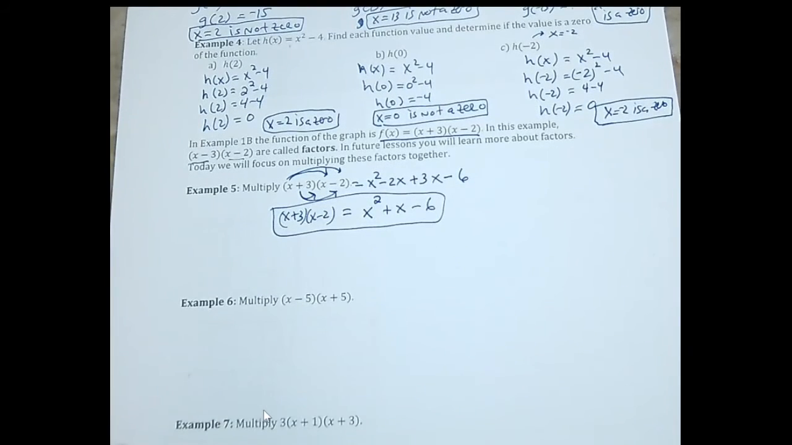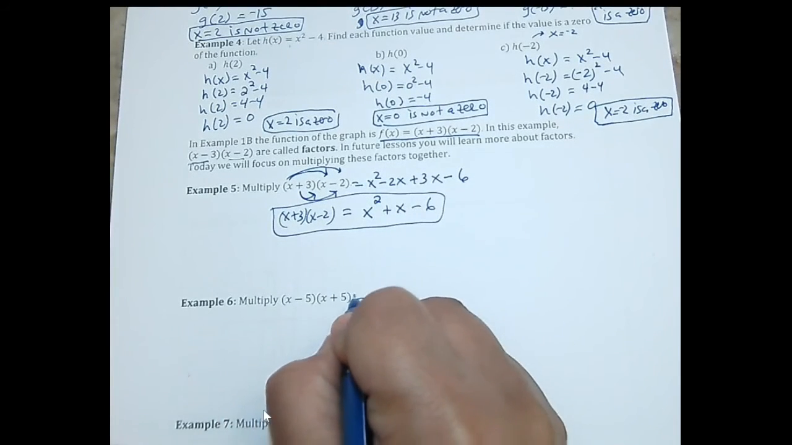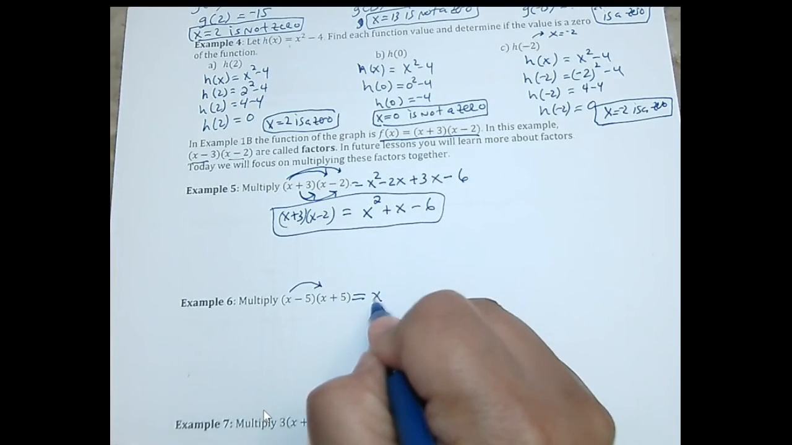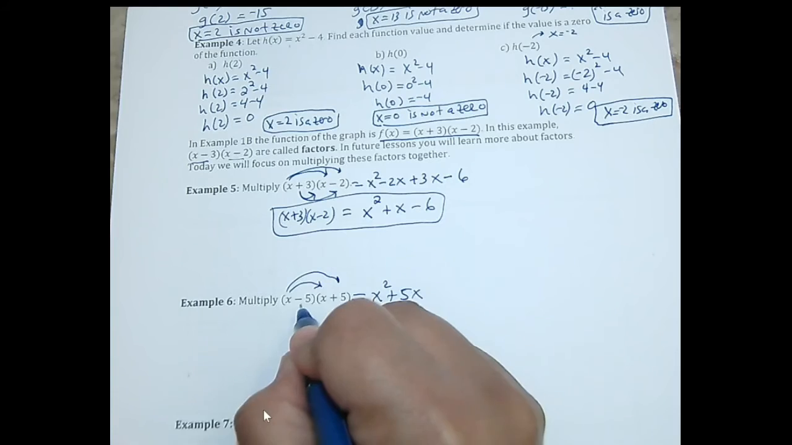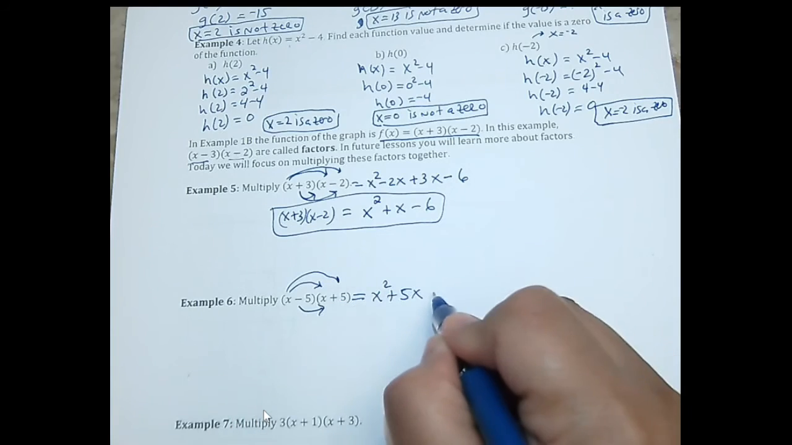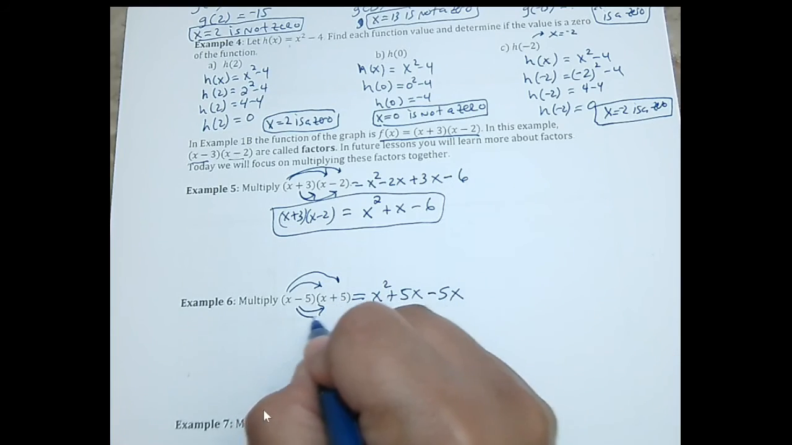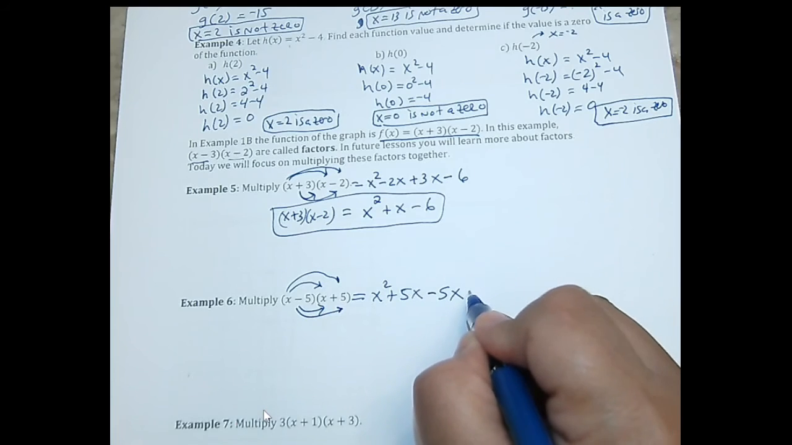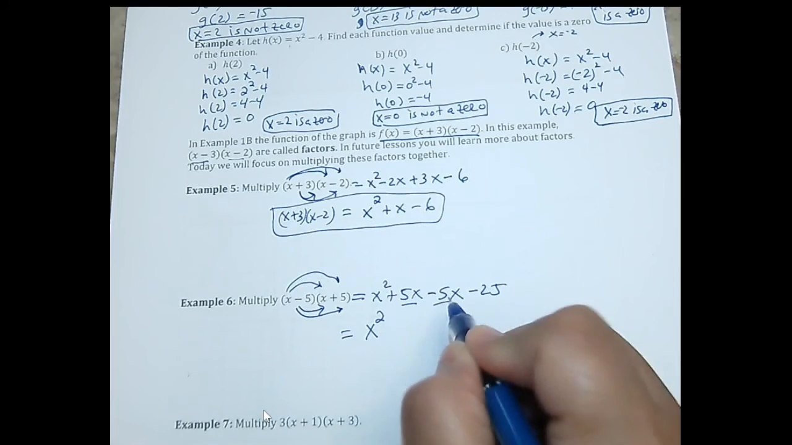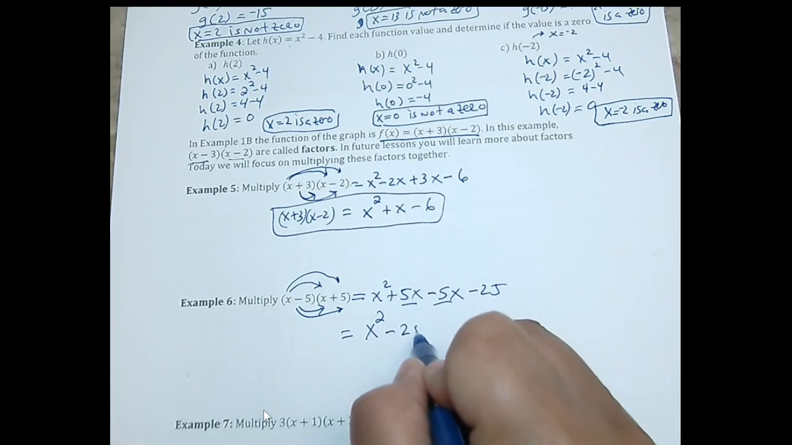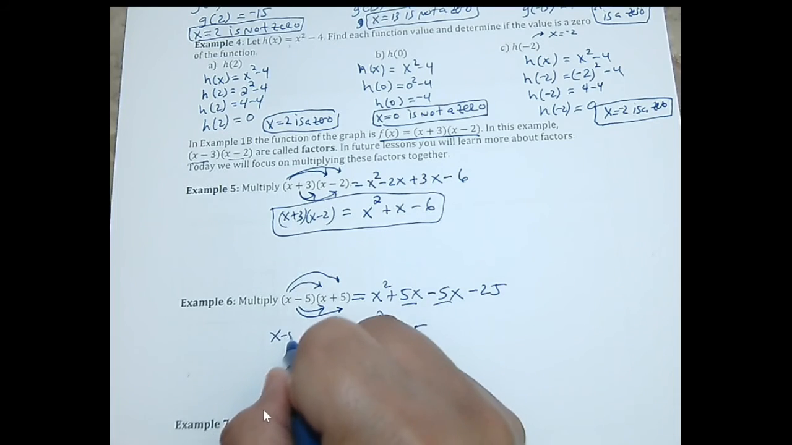Let's look at example 6. Here we get x times x is x squared. x times 5 is positive 5x. Negative 5 times x is negative 5x. Negative 5 times 5 is negative 25. Combine like terms. 5x minus 5x is 0, and so we're just left with negative 25.